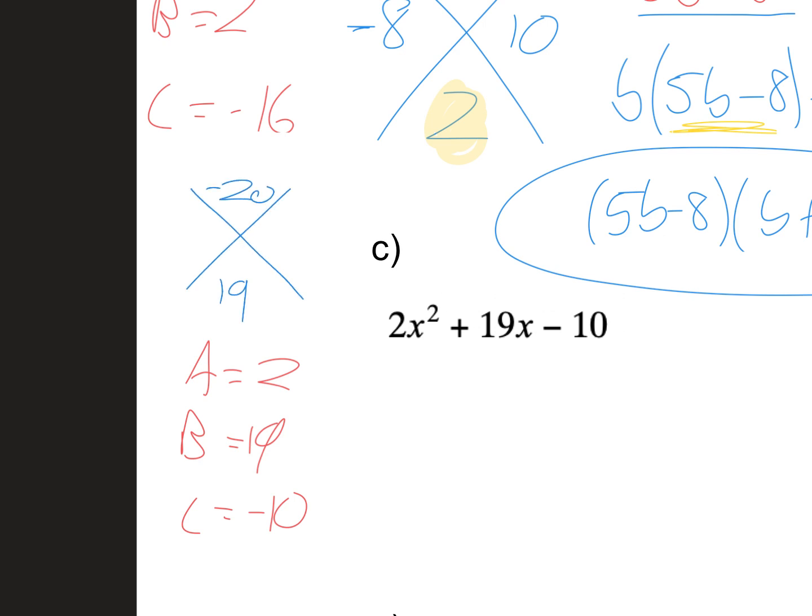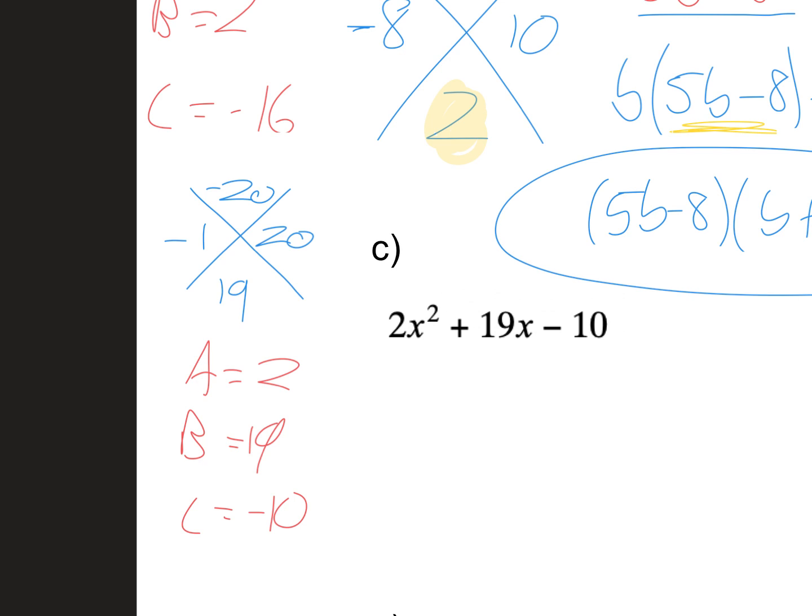So we need two numbers that add to 19 and multiply to negative 20. If our product is negative, then we know that one of our factors also needs to be negative. Doing some guess and check, we'll figure out that our numbers are actually negative 1 and 20. So if I add negative 1 and positive 20, that gets me 19. But if I multiply them, I get negative 20.